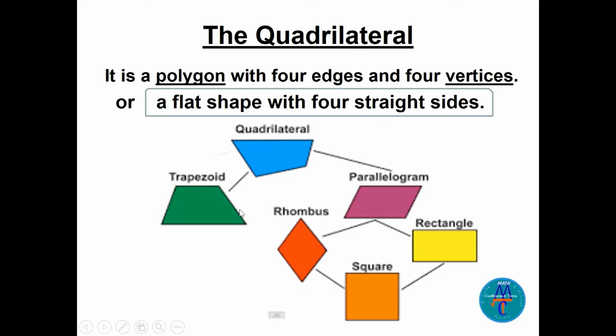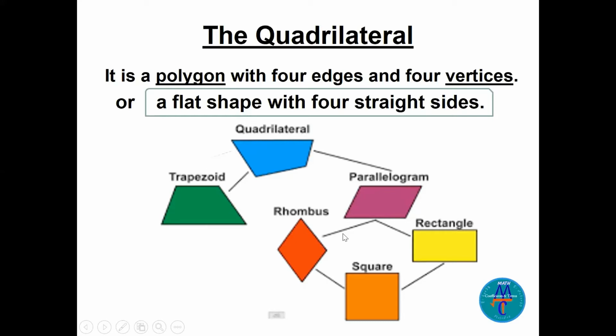1, 2, 3, 4. 1, 2, 3, 4. So quadrilateral is a general shape of 4 straight sides. Now we have here types of quadrilateral, special types. We have parallelogram, we will see the definition. We have rhombus, we have square, we have rectangle, we have trapezoid.